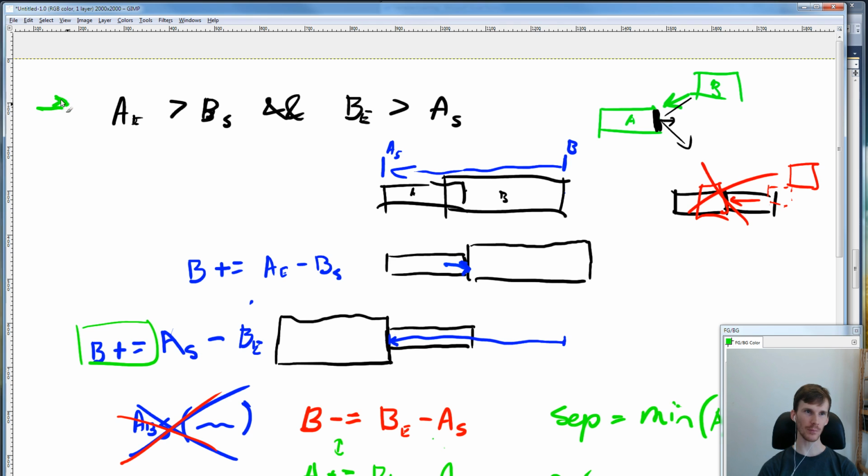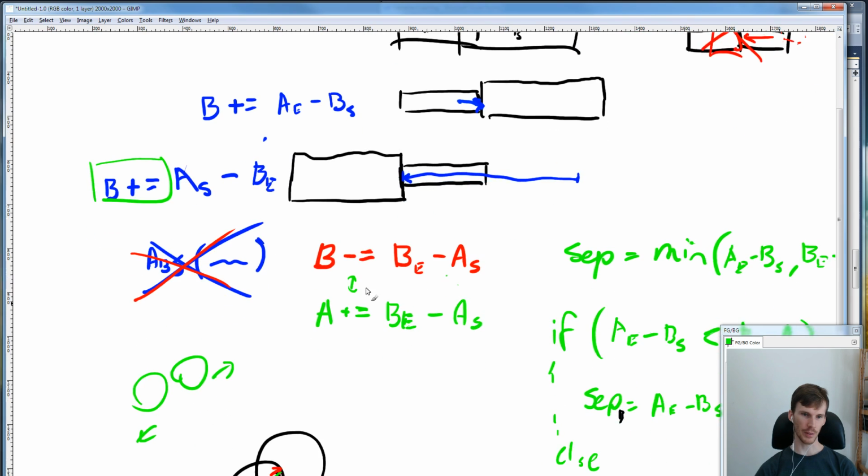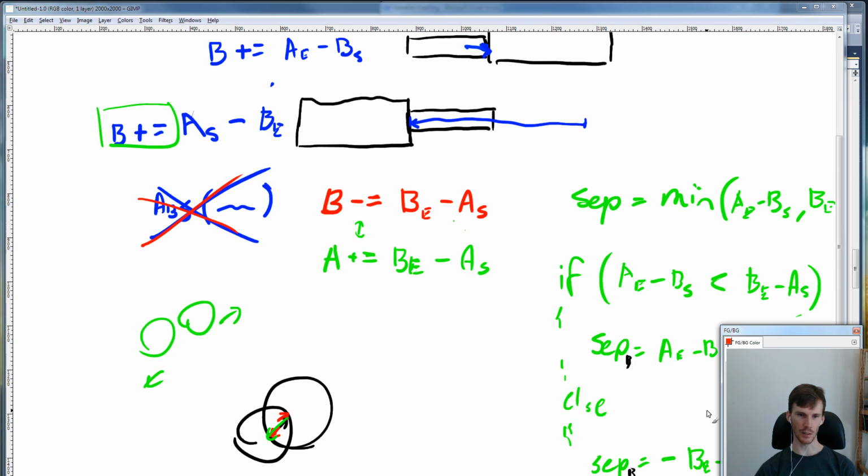So what it might be useful to do... I'm just thinking, what's the most expedient way of doing this? I think there are two ways we could do this. We could try and draw it out. Recall before, when we had the circles, if they were intersecting, we'd just draw a line and say, yeah, they're intersecting, and then deal with how much to separate them by later.